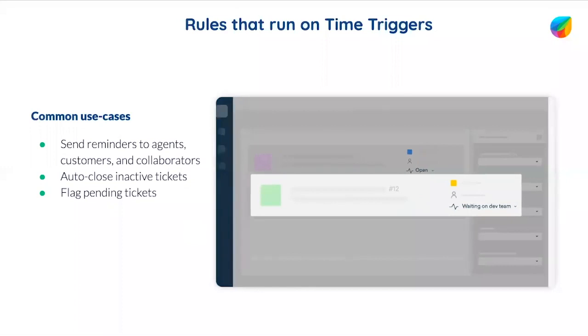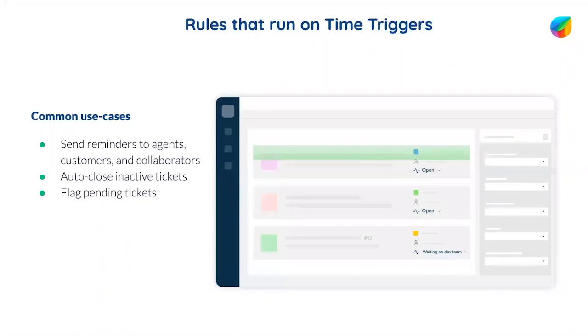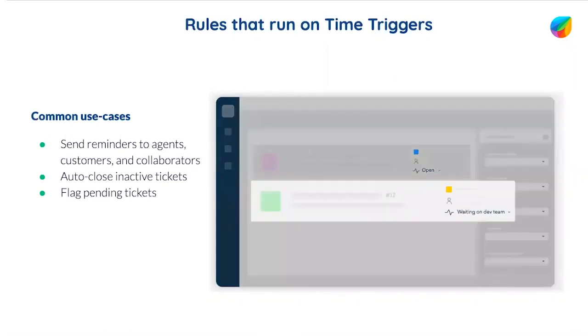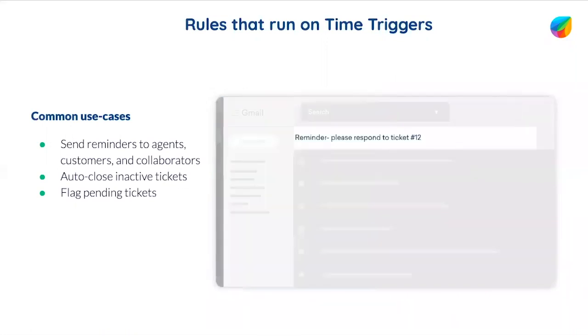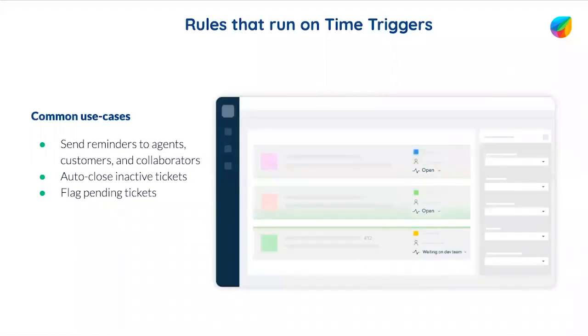So as an example, if you have a ticket and you need the inputs of a different team and it's been pending on them for over a day or two, you can have an email shot out to them automatically saying, hey, we need help from you in ticket number 12. Can you please have a look and let us know?